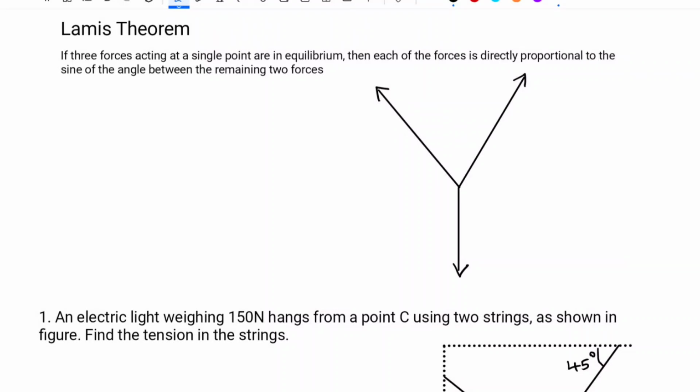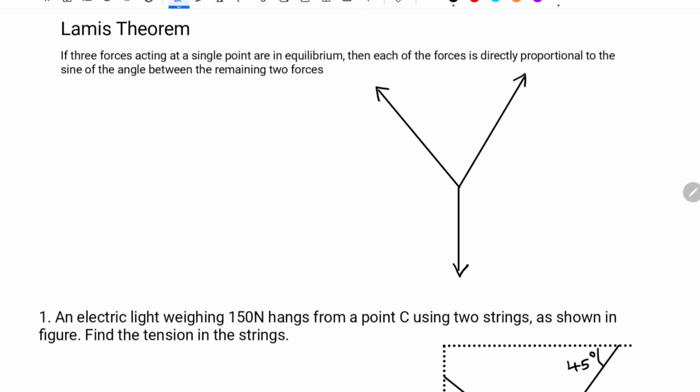In this video, we are going to discuss the concept of Lami's theorem and solve a problem on that. So first of all, Lami's theorem states that if three forces acting at a single point are in equilibrium, then each of the forces is directly proportional to the sine of the angle between the remaining forces.